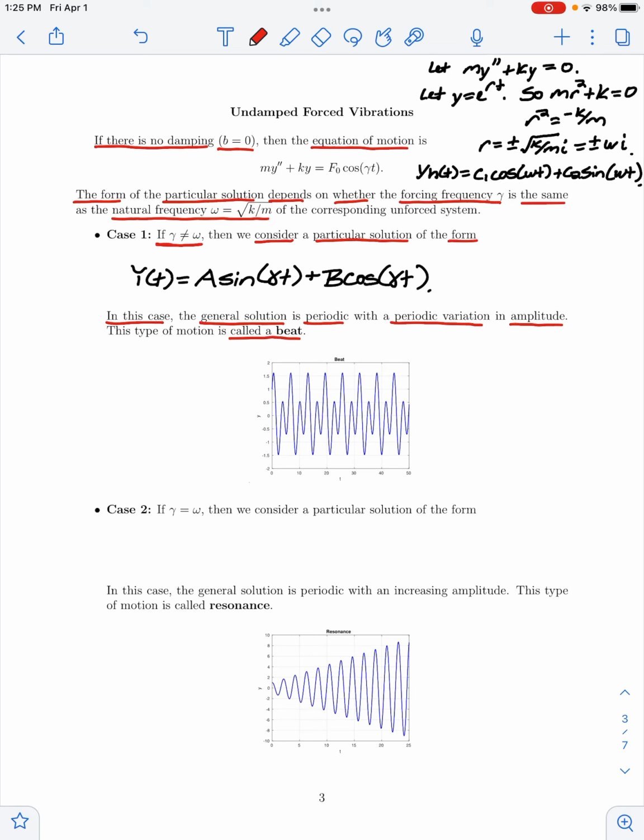So here in the figure, we have the graph of a displacement function, y of t, for a mass spring system with no damping, which is being forced by a periodic forcing function whose frequency is different from the natural frequency. So we see here that we have a periodic solution, and there's this variation in amplitude which is occurring. So this type of motion is what's referred to as a beat.